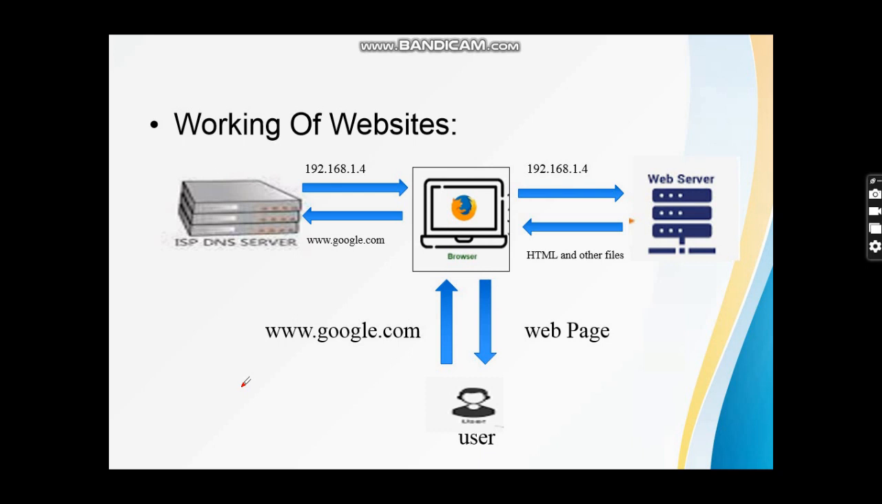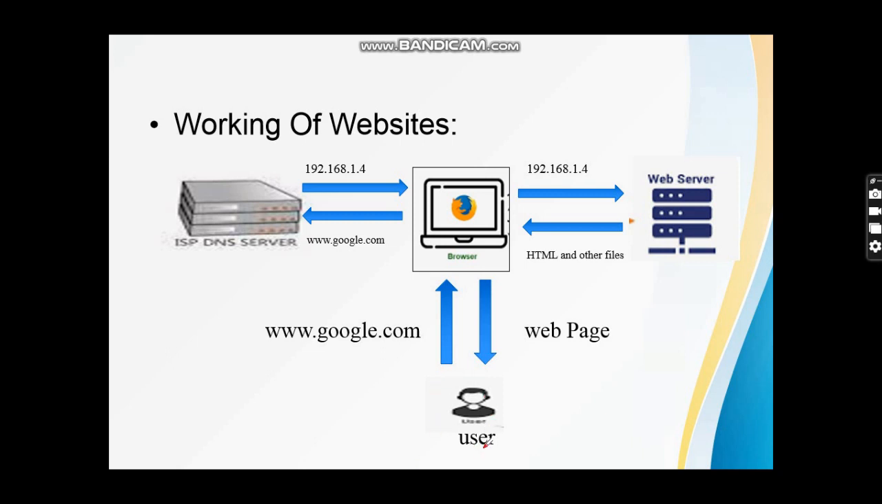Now you can see the working of a website, how actually the website works. So here you can see the working of a website. Okay, you can see there is a user, a browser, a DNS server, and a web server. Very important things while we are studying the working of a website: first the user, second the DNS server, the browser, and the web server.